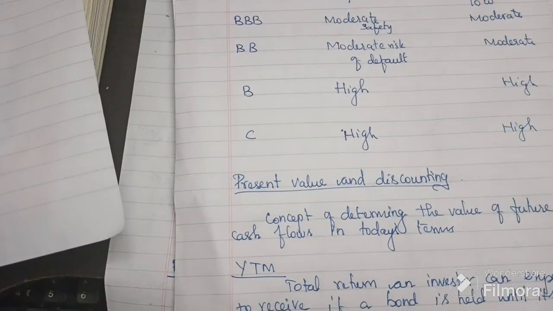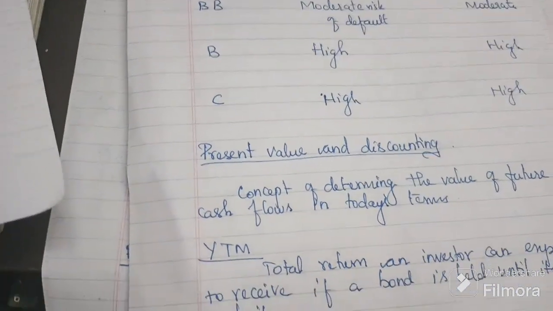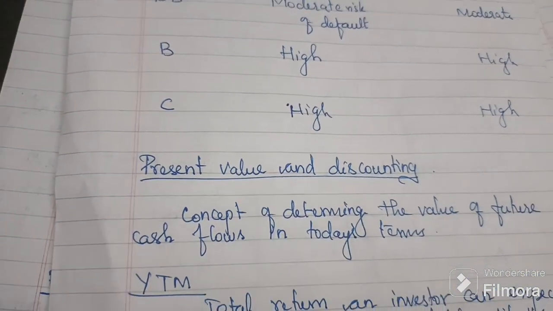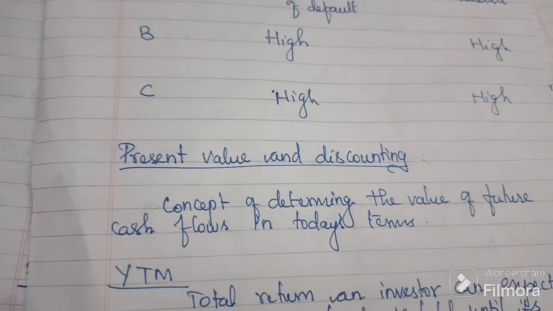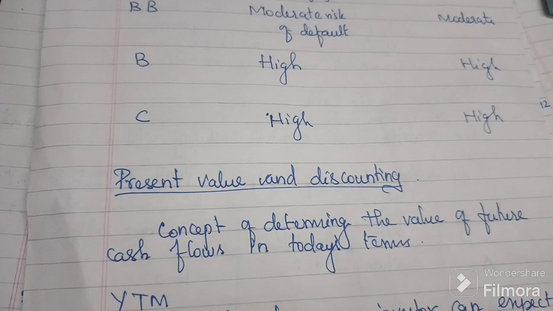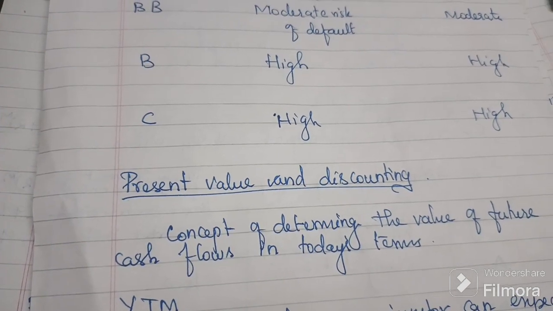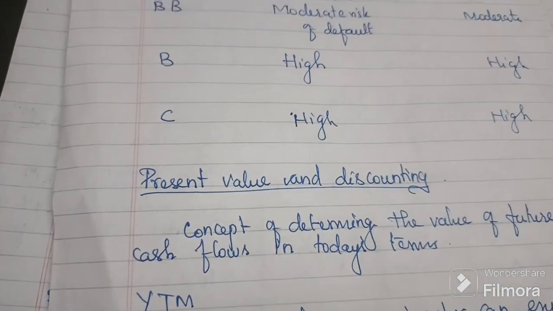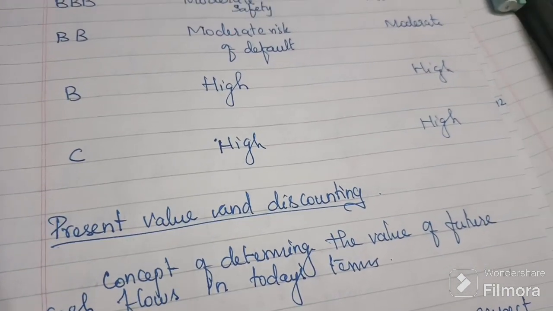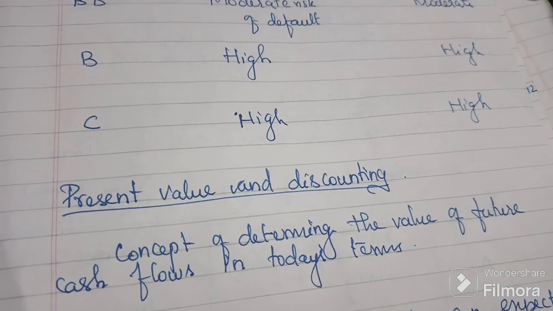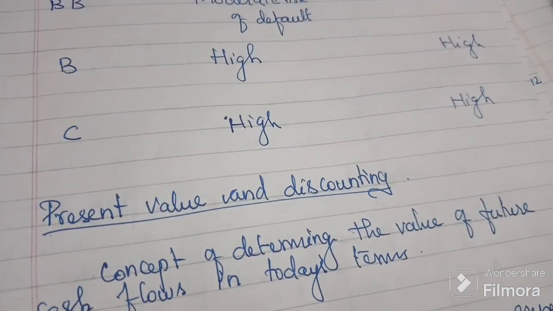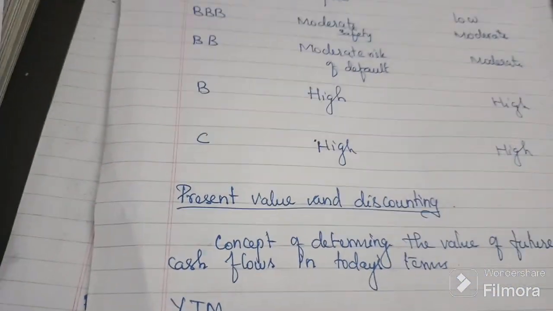Present value and discounting. So the next one we are going to see about bond. There are different concepts we should know before we get into the valuation of bonds. Present value and discounting of bonds, which means the concept of determining the value of future cash flows in today's terms. So this is how we are evaluating the bond. The value of the bond will be measured on this concept only. So in today's terms, we are going to calculate the value of future cash flows. So this is your present value.